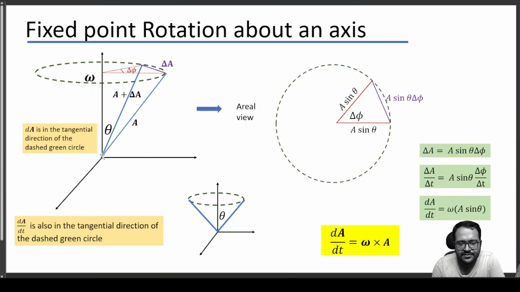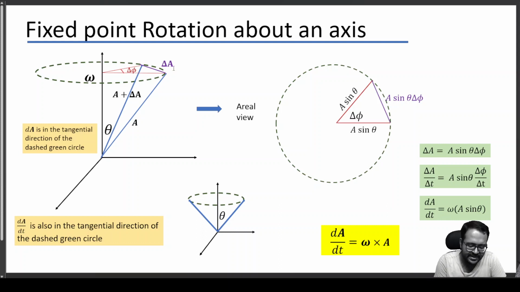As the rod's position is fixed here, it just rotates like this. So I can easily say that when the vector goes from A to A plus delta A, it traverses a delta phi angle. So delta A is in the tangential direction of the dashed green circle, and that delta A is the increment of the vector. Theta is fixed, so it will make a cone. So dA dt is also in the tangential direction.